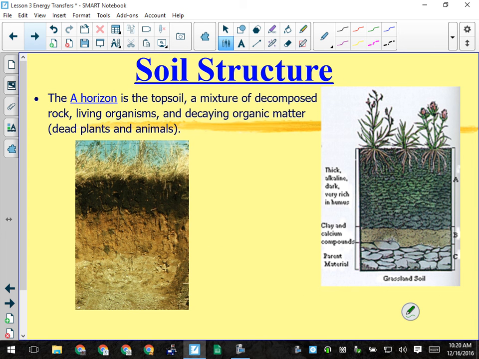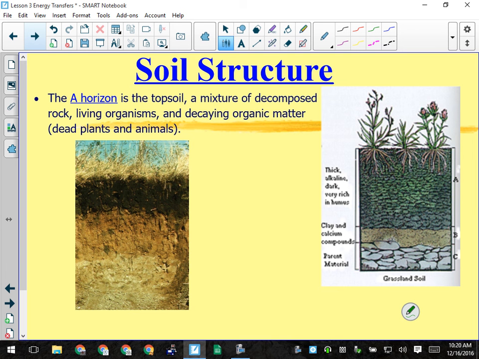Okay, so the A horizon, like we said, is the topsoil. It's a mixture of decomposed rock, etc. And depending on where you are, it can be really thick or really thin. Generally, the higher up into the mountains you go, the thinner the A horizon is. I showed you that picture in the bio unit where I had the trowel in the ground, but it was sitting on a rock, because the soil was so thin. So in some places, the A horizon would be really, really thin.